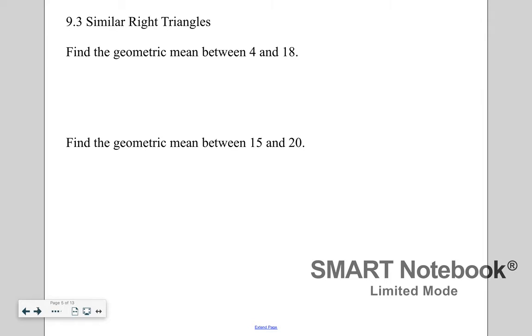So find the geometric mean between 4 and 18 and between 15 and 20. So just as a reminder, you're going to write a proportion. You're going to put x's on the diagonals between 4 and 18, and then you're going to solve. So I'm going to ask you to push pause, solve both of these, come back and check your answers. Please push pause now.